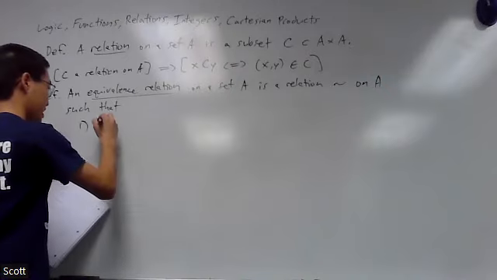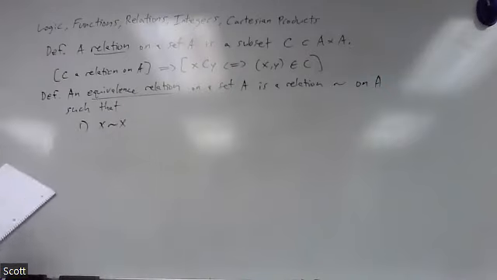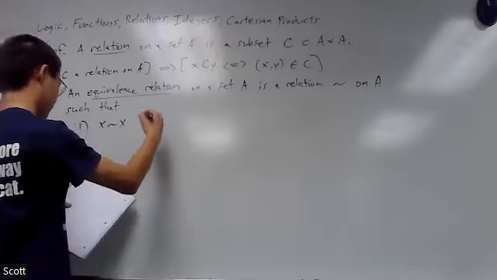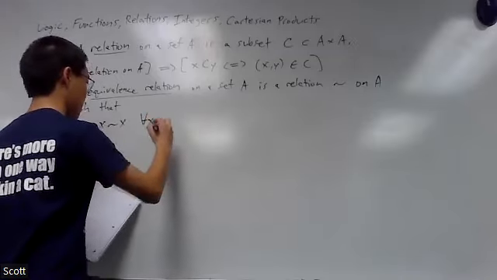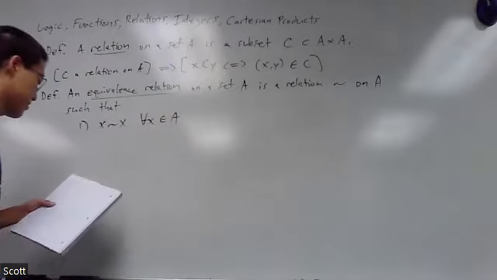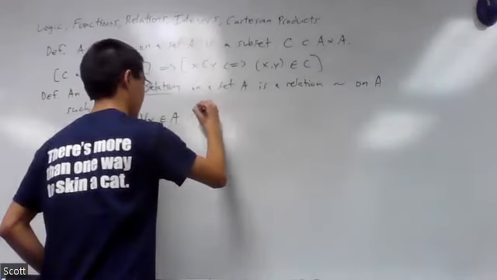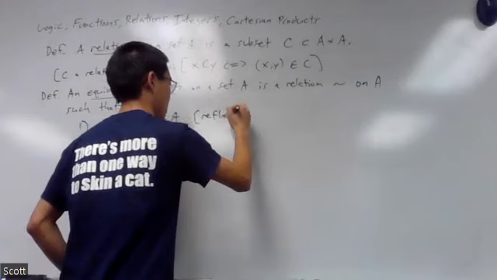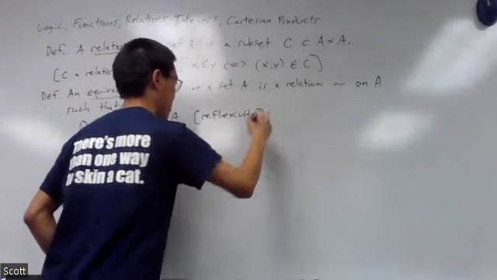So we've got x relating to itself. Every single element needs to relate to itself if it's equivalent. So that needs to be true for every single x in your set. And we call this the reflexive property. So this is reflexivity. It's reflexive.